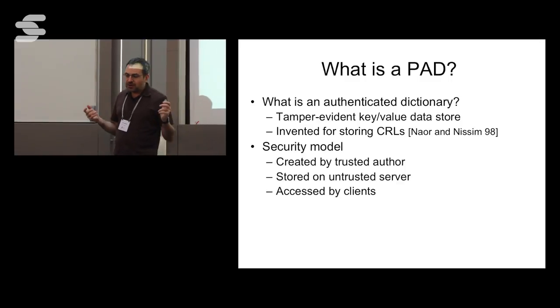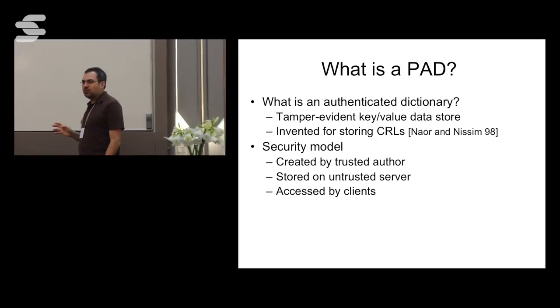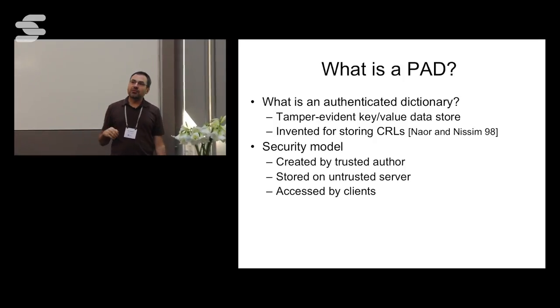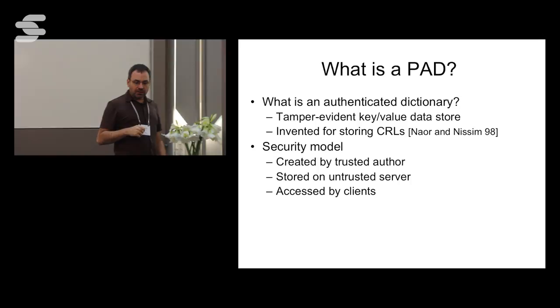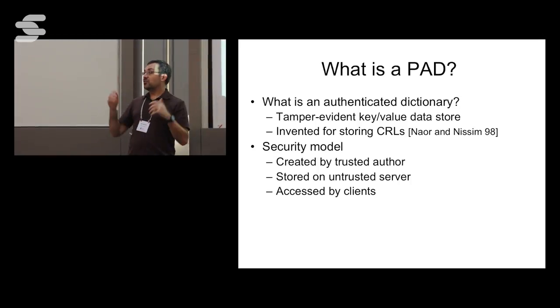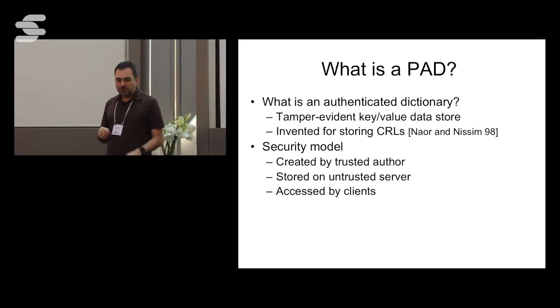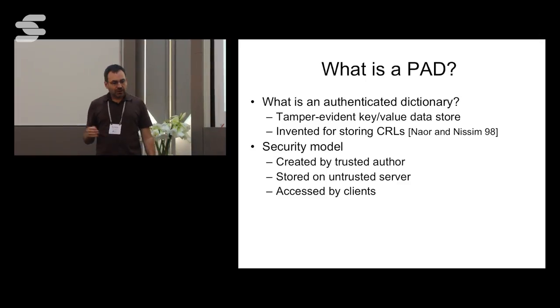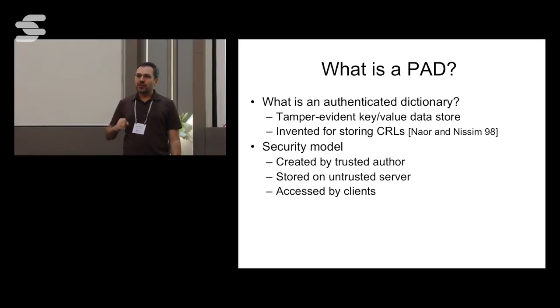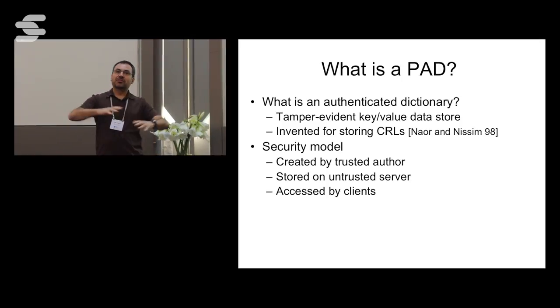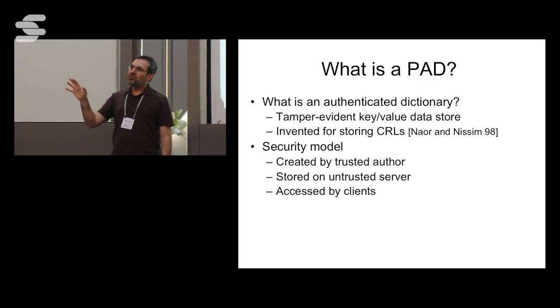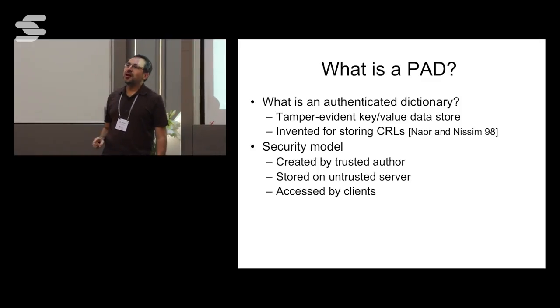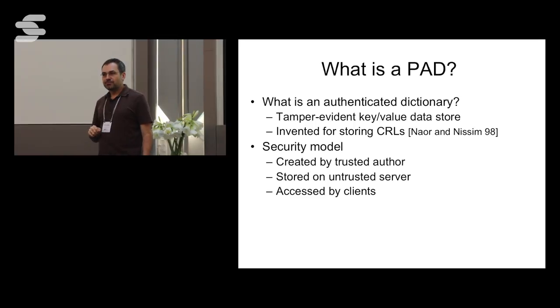So our security model is slightly different from the history trees. We have a trusted author who's publishing this dictionary, but they're storing it on an untrusted server, again, our Amazon or equivalent. And we have clients who are querying the dictionary. Another example of this that you might have heard of is called DNS. But of course, DNS doesn't just have one publisher. It has a large number of publishers, and that's what makes DNSSEC so confusing. So we're simplifying. There's only one publisher, but there are multiple readers.